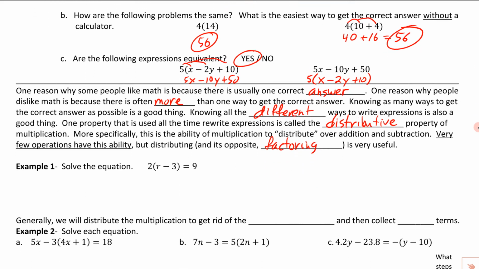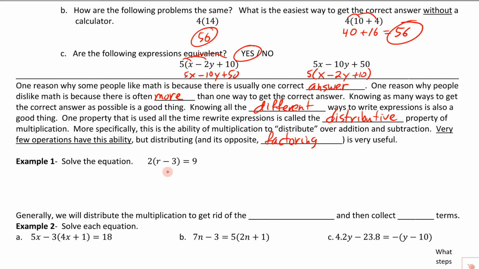So let's take a look at this problem right here and let's talk about how to solve this one. Again, we mentioned in the last section how we always want to simplify the sides before we start solving. This is not simplified right here. So we're going to go ahead and simplify this, and here's what we're going to do. We're going to distribute through the 2. So this is going to be 2r. This is going to be 2 times negative 3, so that's going to be negative 6. And then over here we're going to have that 9.